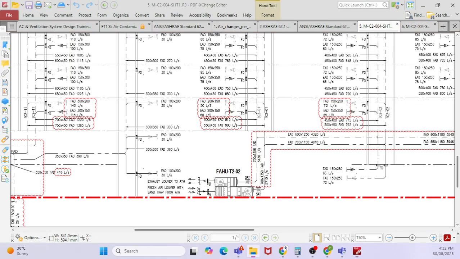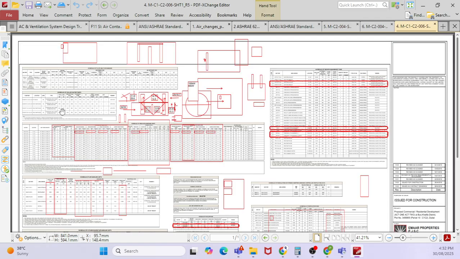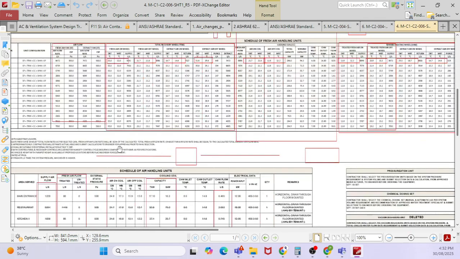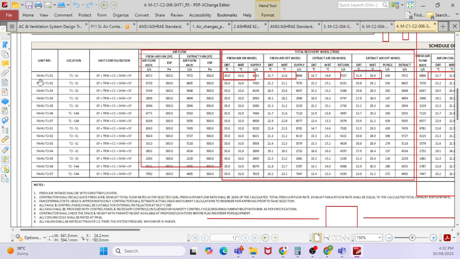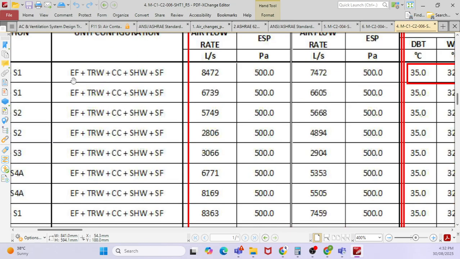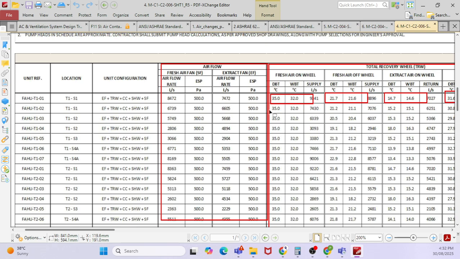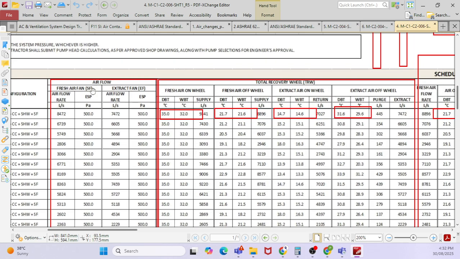I will also open one schedule. Now you can see there is one schedule for the fresh air handling unit. Whenever you see the fresh air handling schedule, you will find the FAHU reference and location wherever it is located, and the unit configuration. The unit configuration is nothing but exhaust fan plus total heat recovery wheel plus cooling coil plus sensible heat recovery wheel plus supply fan. Here in the schedule you will have the airflow rates, which are the fresh airflow rate and the exhaust airflow rate.